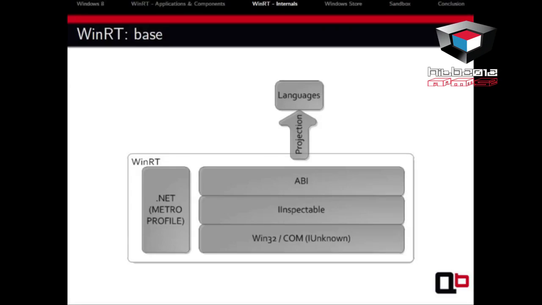At the base of Windows RT, we still have Win32 and COM. COM is here by the fact that each object is in fact implementing the IUnknown interface.